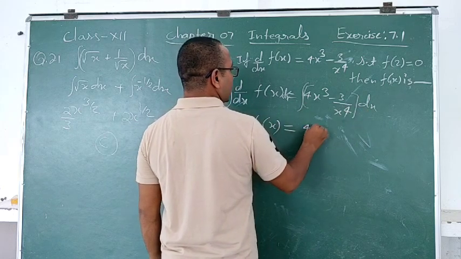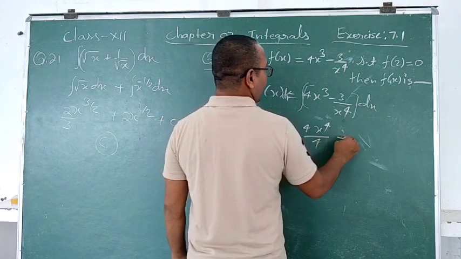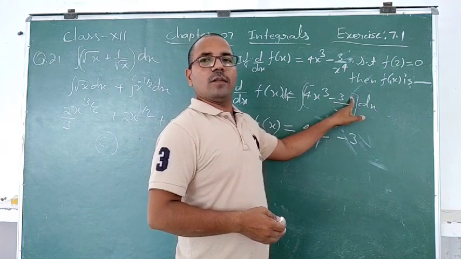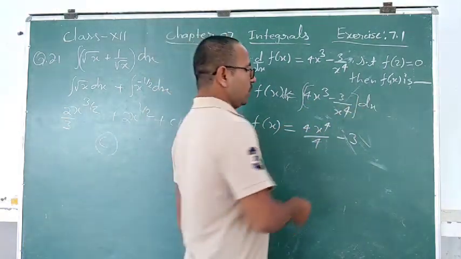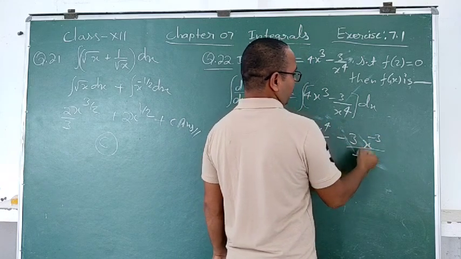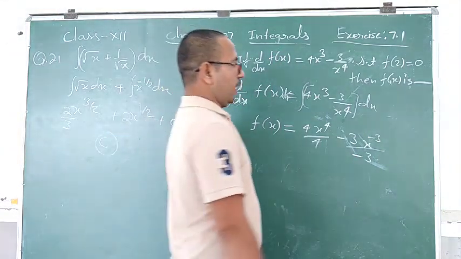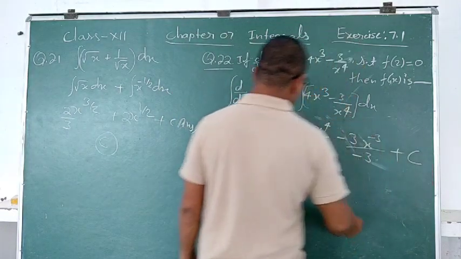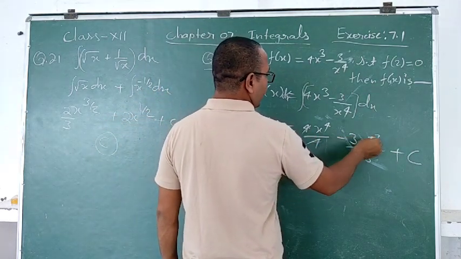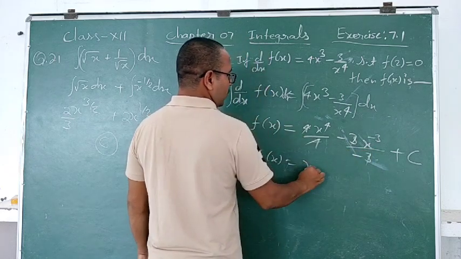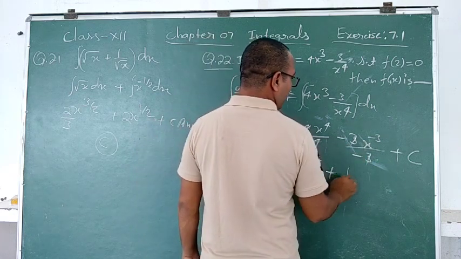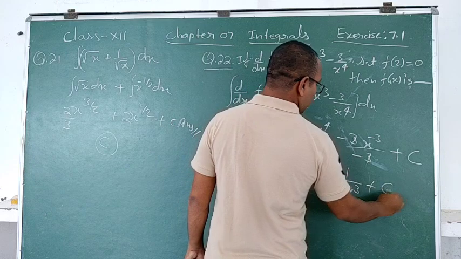4 is the constant. It will be outside, x to the power 4 by 4. Minus 3. This one, x to the power minus 4. Bring it to the numerator. x to the power minus 4 will give you x to the power minus 4 plus 1, that is minus 3, divided by minus 3. And again, you have to use one constant c. So f(x) is equal to, 4 and 4 can be cancelled. Negative and negative will be positive, 3 and 3 can be cancelled. So x to the power 4 plus how much will you get here? 1 by x to the power 3, and plus c is the constant.